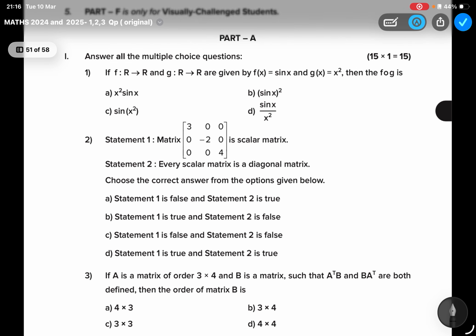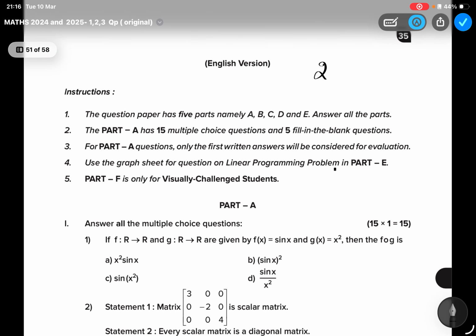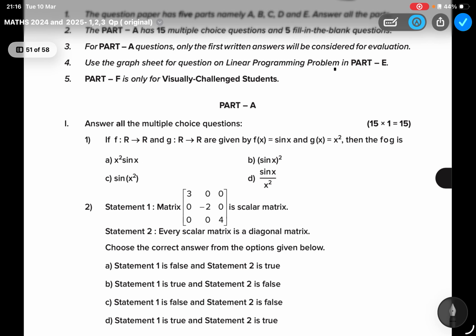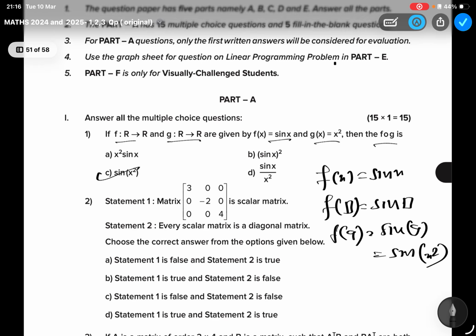Now you have the last question paper, that is 2025 set 3. So now the first question, f and g, f of x and g of x are given, then what is f of g? So f of x is sin x, f of anything will be sin of that thing, f of g they are asking, sin g. g is nothing but x square, so sin of x square.